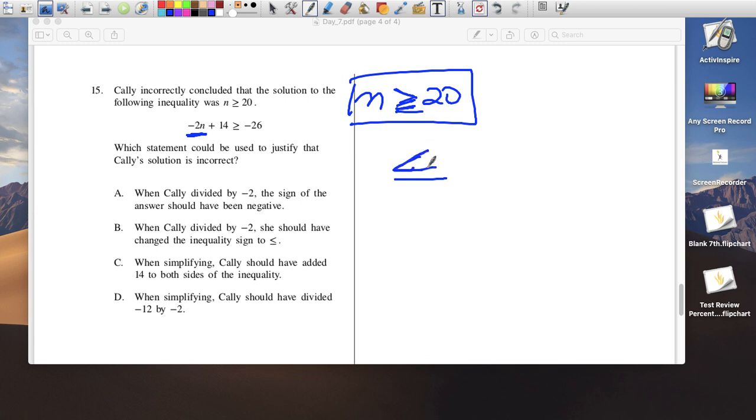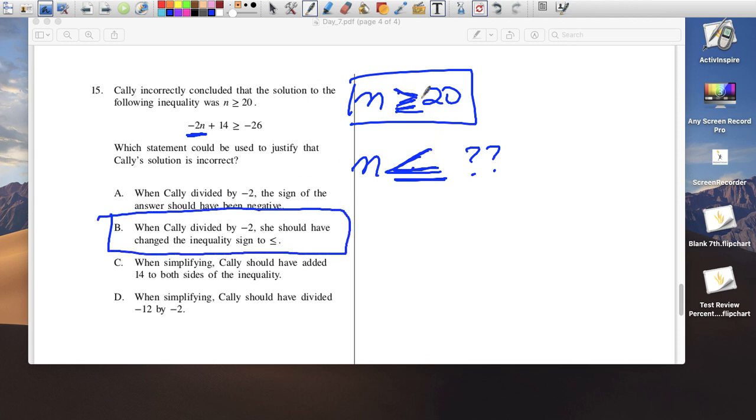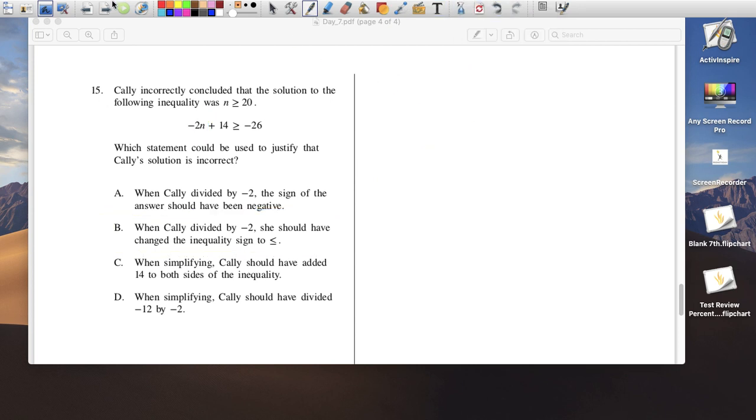Okay, so without even doing the work, I know that n is going to be something with a less or equal sign and whatever number this is. So let's look for something. What mistake did she make? Is there a mistake that says that she forgot to flip the sign? No, when Callie divided by negative 2, she should have changed the equality sign to this. And this is exactly what we were talking about. She should have changed this sign and pointed to the left. And that I know because this one is a negative coefficient. Okay? And I think that's it for this one.